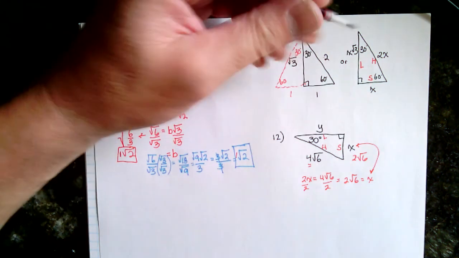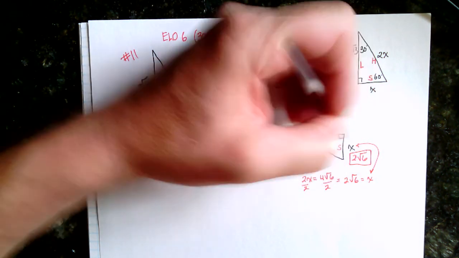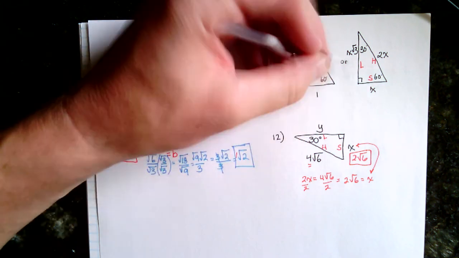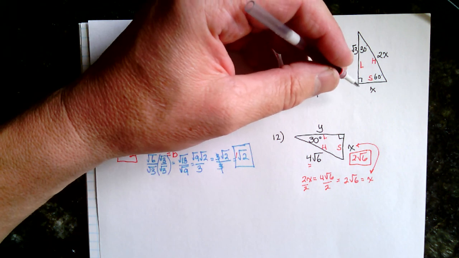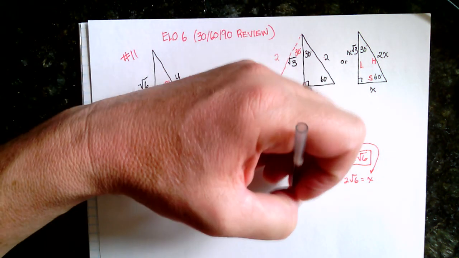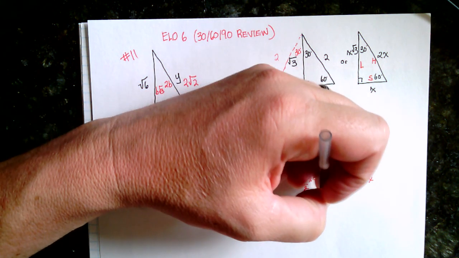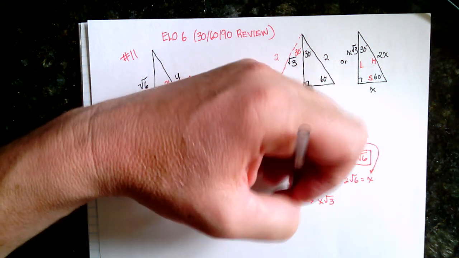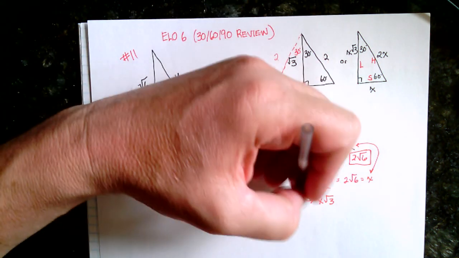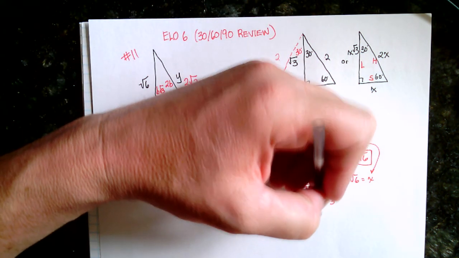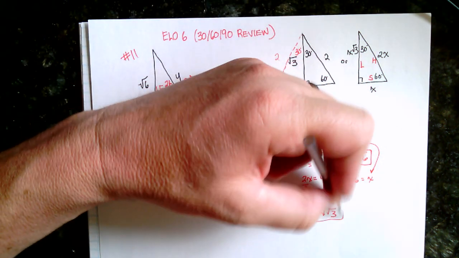Okay? And then to get from the short leg to the long leg, you multiply by root 3. So from x to the long leg would be x root 3. So if I have x and I want it to be x root 3, well then I have to multiply this side by root 3. Now they're the same, right? X root 3 is congruent to x root 3. So that's kind of the idea.